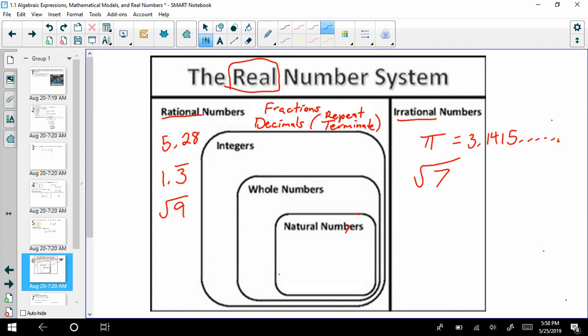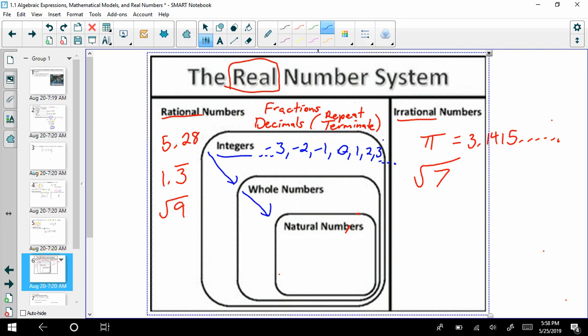Okay, now we can get even more specific. If I break down rational numbers further, we have the integers. Integers are negative numbers, 0, and positive numbers. And I'll do dots, showing that I could keep listing them. So notice integers do not include fractions and they do not include decimals. They're more specific. Every time I move down in this box, I'm going to get more specific with my numbers.